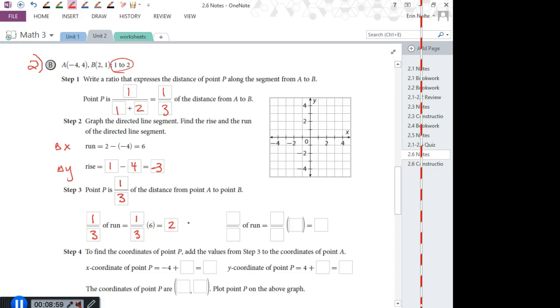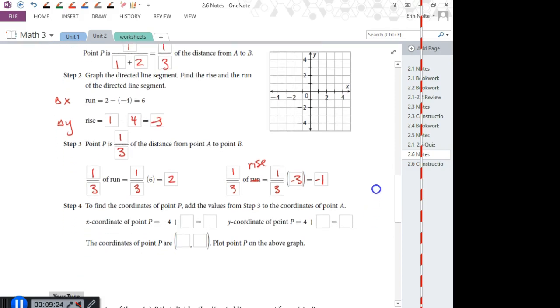Then I'm going to do the same thing for the rise. We're going to do 1/3 times the rise. What's the rise that we found? -3. So what's 1/3 times -3? -1. Okay, so everybody good with that?